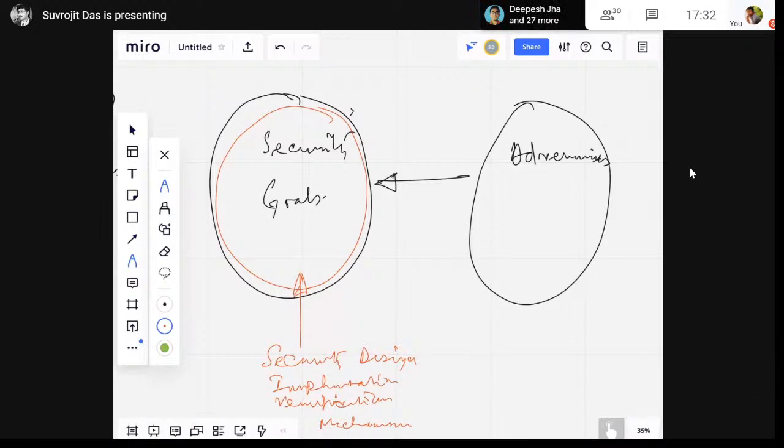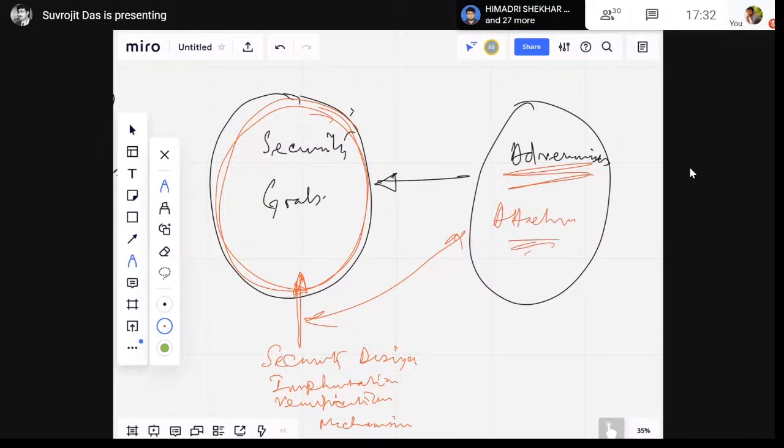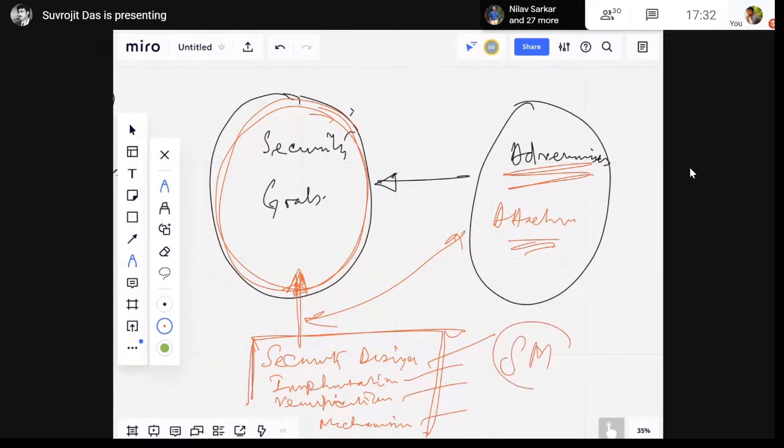So how you defend your goals, thinking of adversaries and different attack patterns, is a subject area of discussion on security design, implementation, verification, and mechanisms, right? So security mechanisms encompass all these things. When I talk about a security mechanism, it should have a proper design, a proper documented implementation, and it should be properly verified. Only then can we talk about something as a mechanism, right?